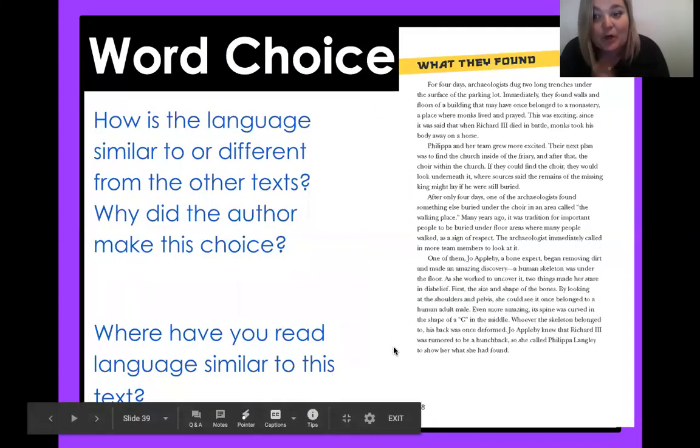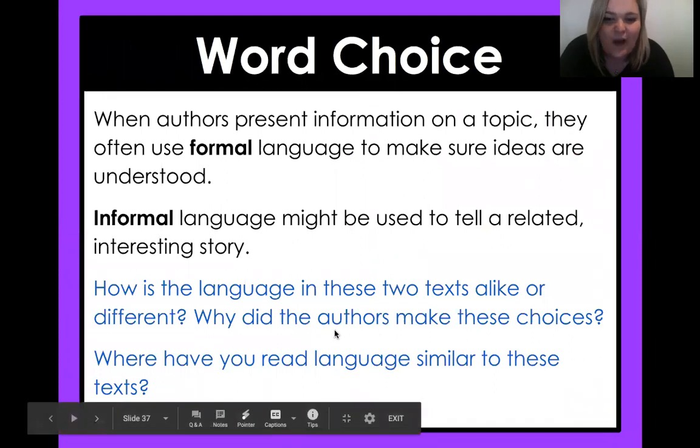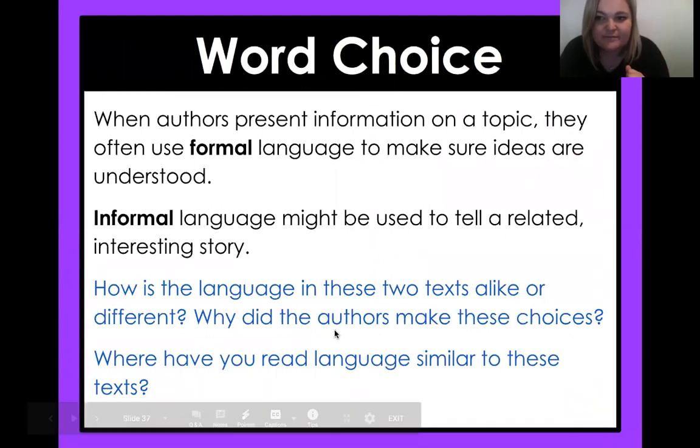Now we're going to hop over to King of the Parking Lot and see, oh my gosh, I didn't answer all those questions. So it says, why do you think the author made this choice? What do you guys think? Right, because they want us to understand what they're trying to explain.